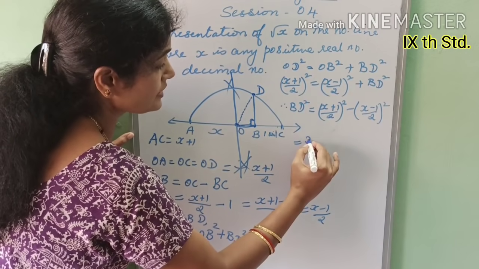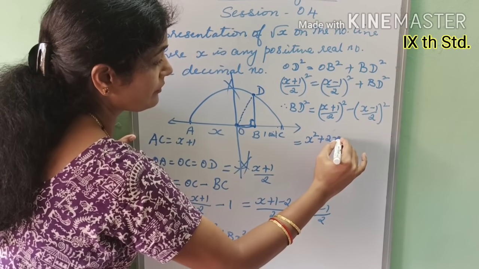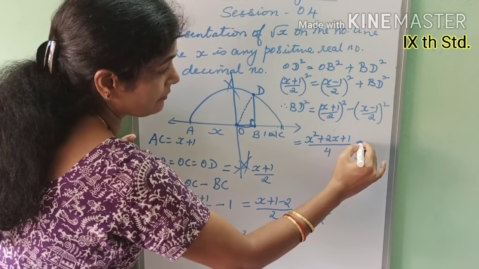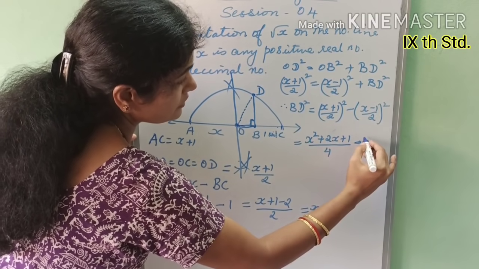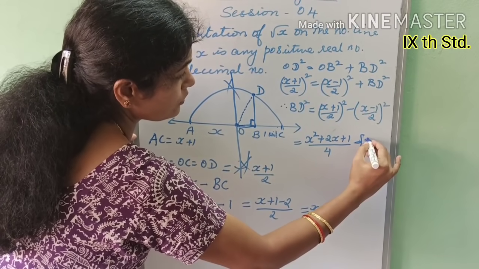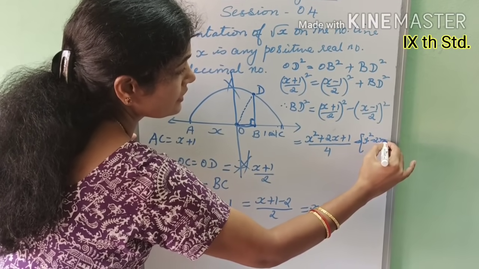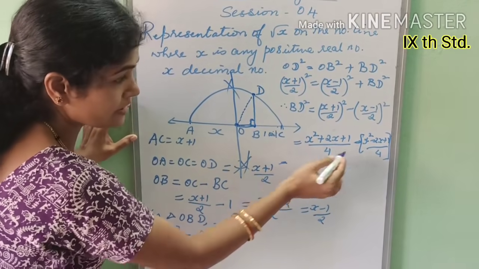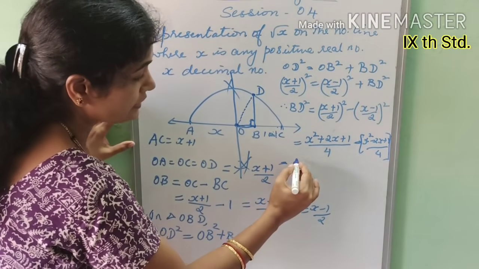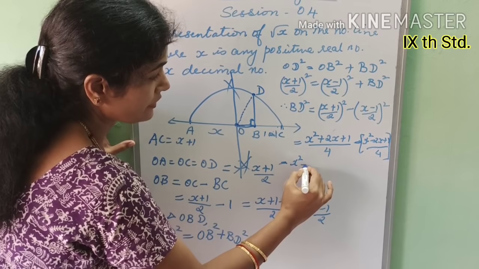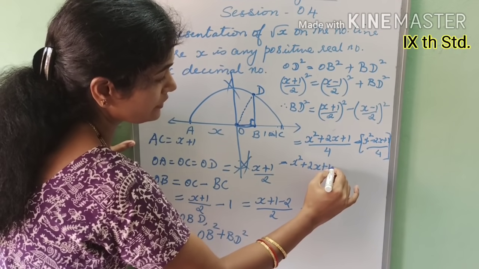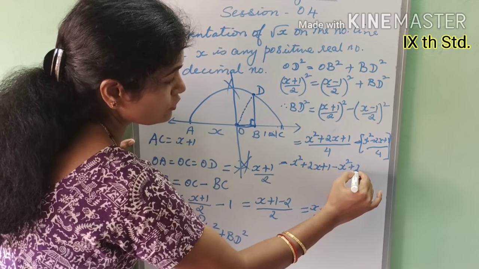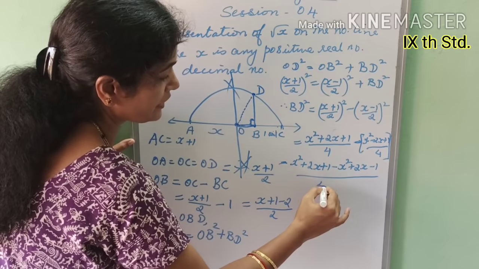(a+b) whole square is a square plus 2ab plus b square. Okay. Minus this side. It is (x square minus 2x plus 1)/4. Okay, since the board is small, try to adjust it. I think you are able to see what I am writing there. Now this is equal to (x square plus 2x plus 1) minus (x square minus 2x plus 1), whole divided by 4.